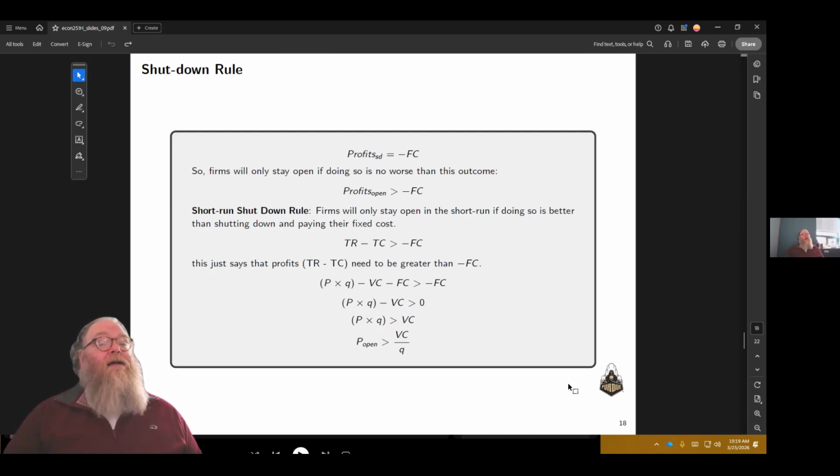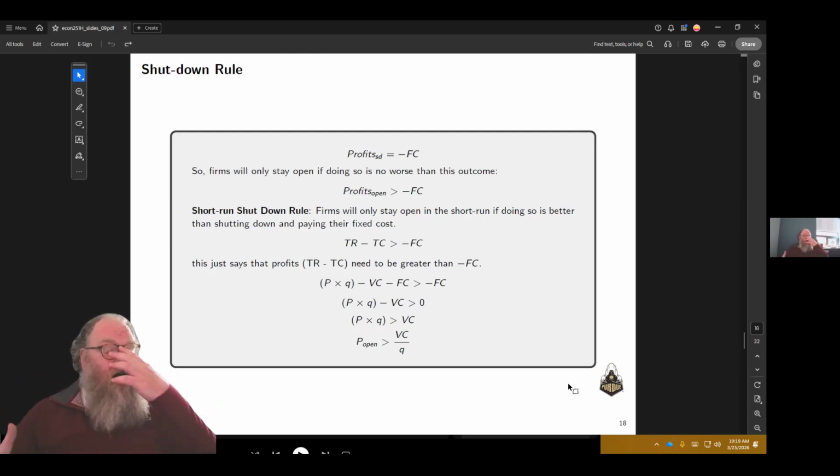In the short run, because there's fixed cost, even if the firm chooses to produce zero, they still have to pay their fixed costs. So at zero production level, we actually know what profits are. Profits are negative fixed costs, right? If I don't produce anything, I'm not generating any revenue, but I still have to pay my fixed costs. And so in the short run, if I choose to shut down, my profits will be negative fixed costs.